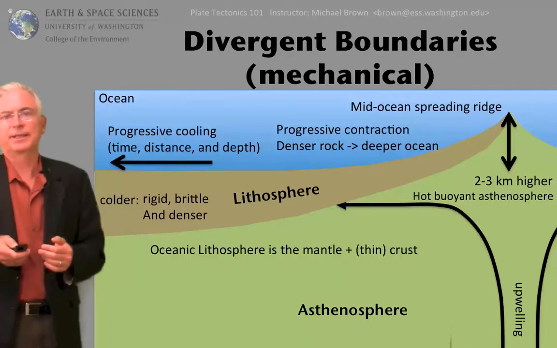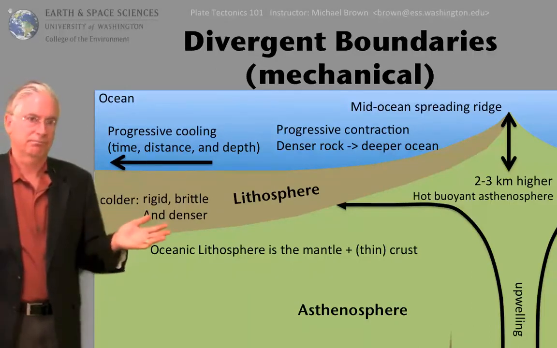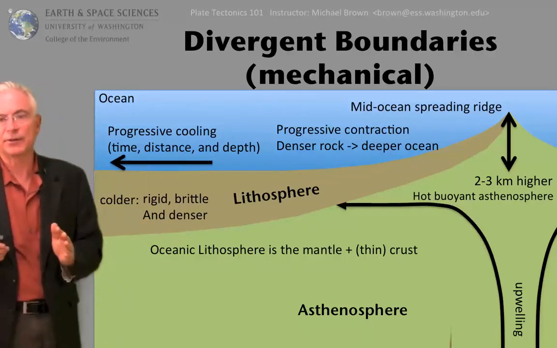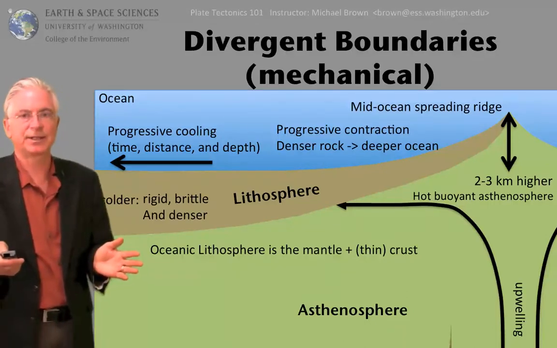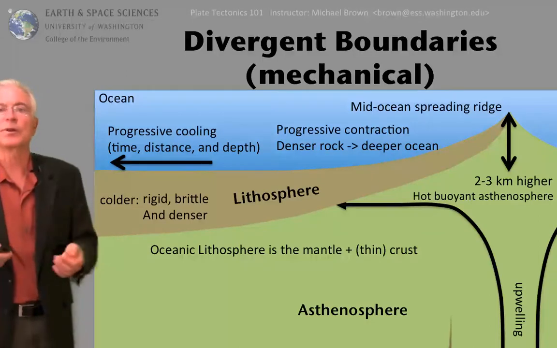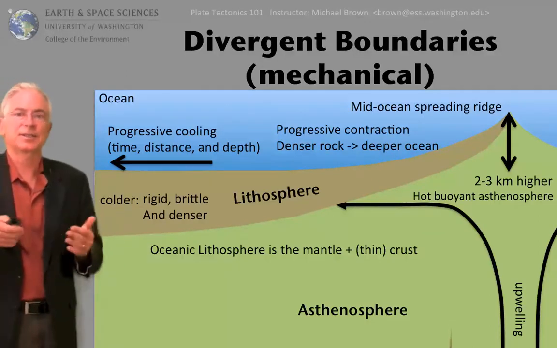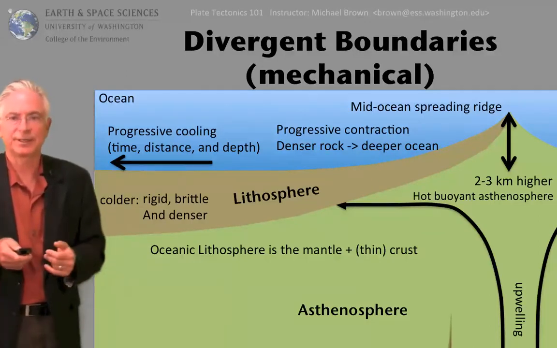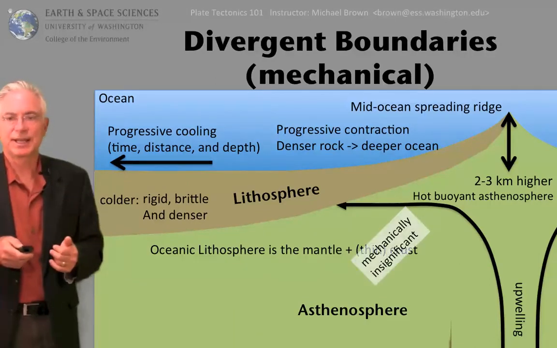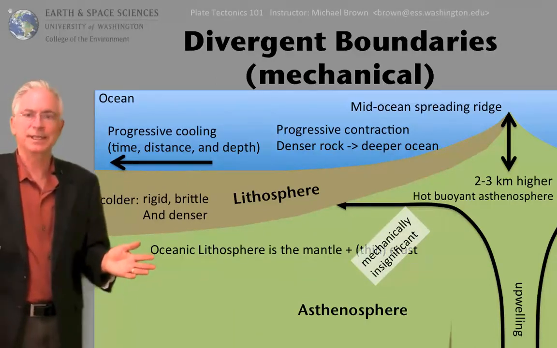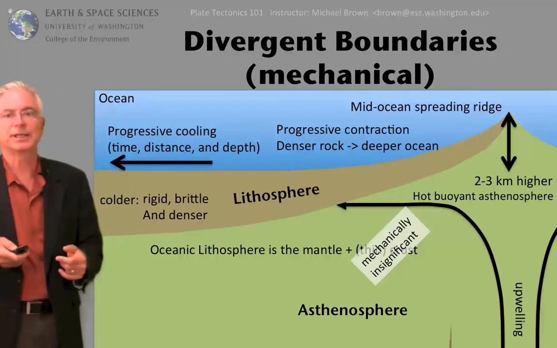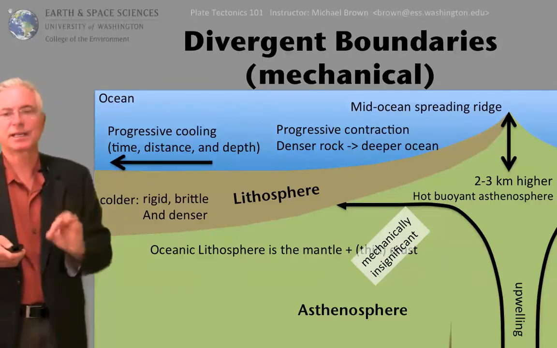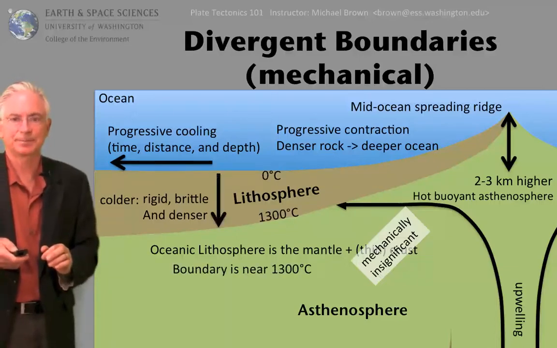So the oceanic lithosphere includes both the mantle and a very thin crust. And as I'll point out in a minute, these drawings are never drawn to scale, and they always overemphasize the thickness of the crust relative to the thickness of the lithosphere. So the crust is thin, and because it's so thin, it really is mechanically insignificant. So lithosphere is mostly mantle with just a tiny bit of crust at the very top.